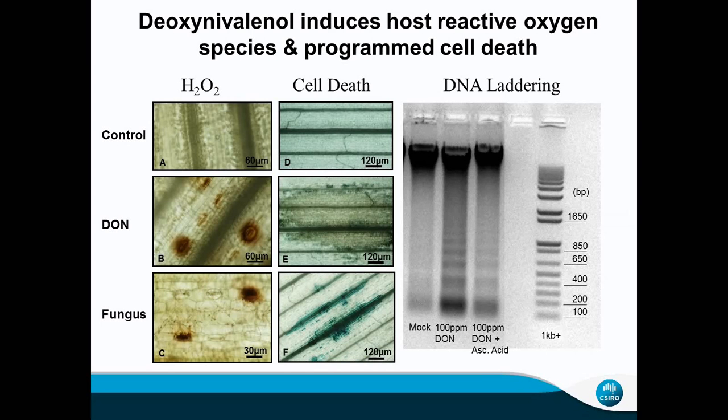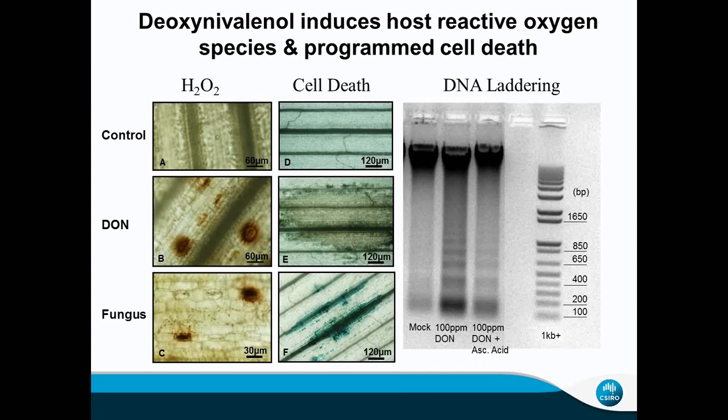For instance, we found that deoxynivalenol, that's a toxin, it's also called DON. That's a toxin produced by the Fusarium head blight pathogen, Fusarium graminearum, and also Fusarium pseudograminearum. When you treat the plants with this toxin, as you can see here, it causes cell death. And the same as the fungus, it causes similar cell death.